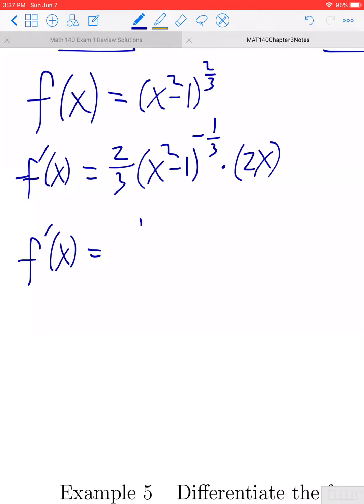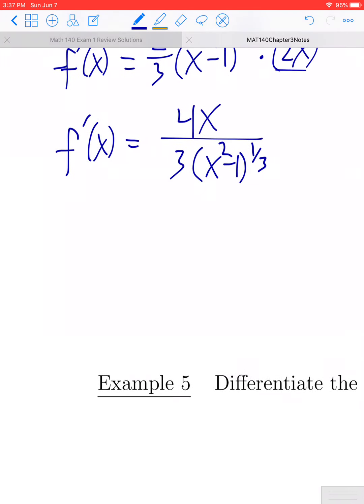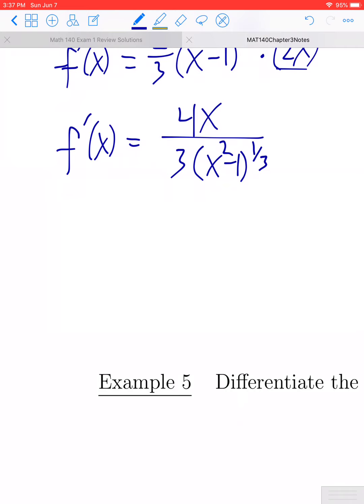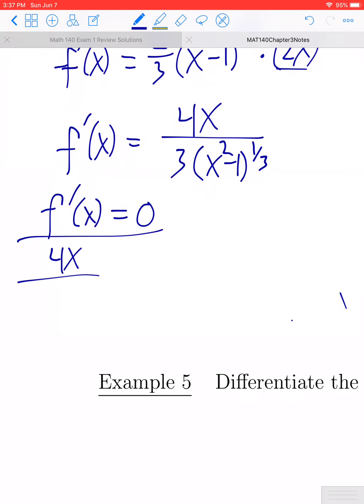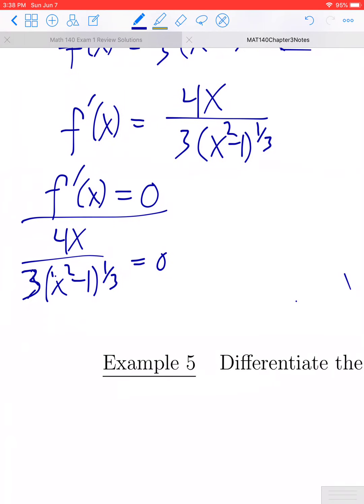We want to simplify this. We can write it as a 4x in the numerator, the 2 times the 2x. We have a 3 in the denominator, and then we can write it as x squared minus 1 to the 1/3 power. So for this particular problem, this is called our derivative. The next thing we're looking for is they ask us to find any places where the derivative would be equal to 0. Well, that would occur when 4x divided by 3 times x squared minus 1 to the 1/3 power equals 0.